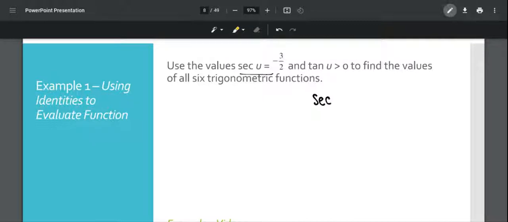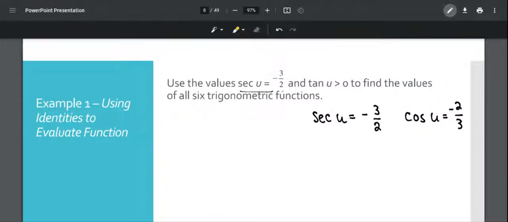So if we know that the secant is negative 3 halves, the reciprocal function for secant is the cosine. So then we could say that cosine is negative 2/3. So from that given piece of information, we can come up with 2 of the 6.